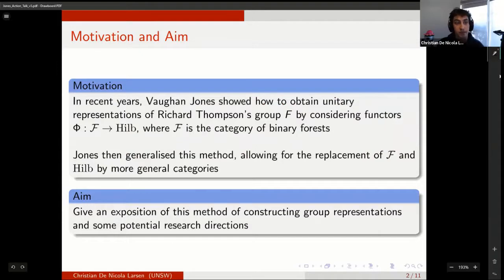So I'd like to start by giving a bit of motivation and aim for my talk. In recent years, the Fields medalist Vaughan Jones showed how to obtain unitary representations of what's called Richard Thompson's group F by considering functors coming from the category of binary forests into the category of Hilbert spaces, in which the morphisms are isometries. He then generalized this method, allowing for the replacement of this category F and the category of Hilbert spaces by more general categories, thus expanding the scope of the construction. So my aim for this talk is really to give an exposition of this method of constructing group representations and some potential directions it can be taken in.